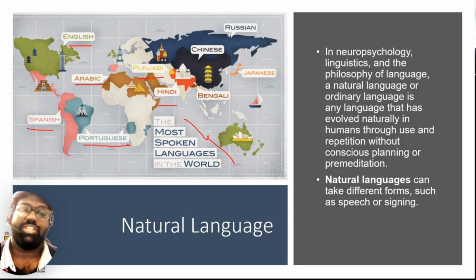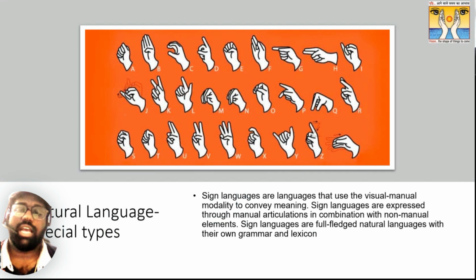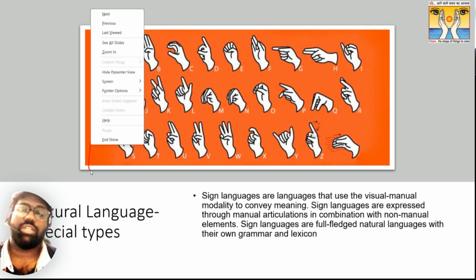So, let's say natural languages can take different forms, such as speech or singing, or you're asking Google Docs to write speech to text, everything. And there is one more thing. See, there is sign language. How will this get understood?